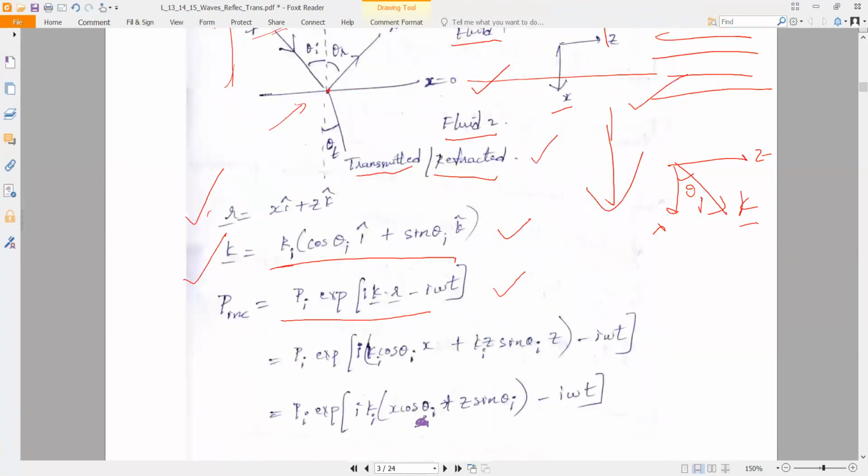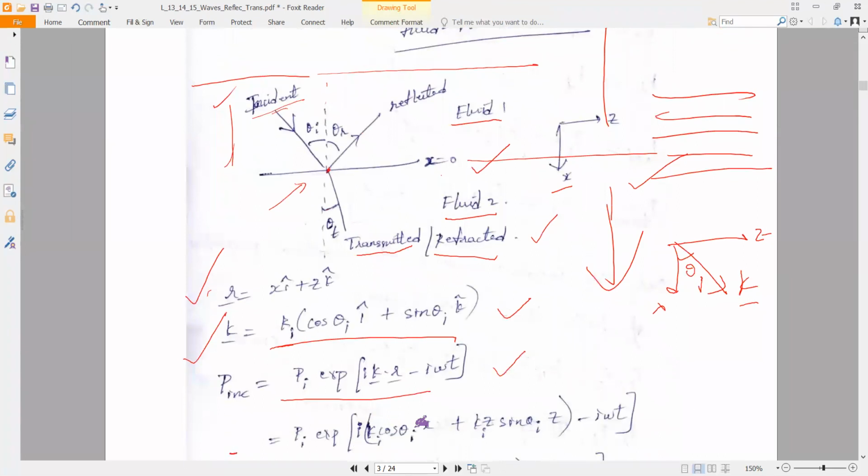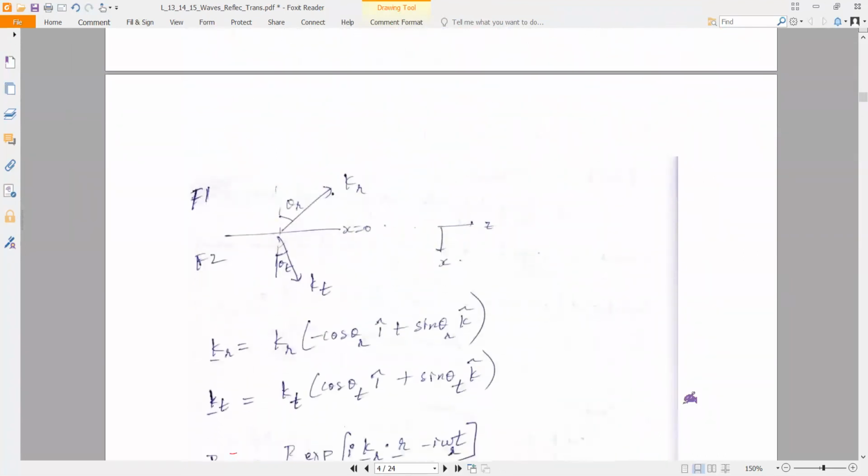Likewise, we can see that the reflected wave is making an angle theta_r with respect to the normal. Hence, the reflected wave number can be written in this style, and the transmitted or refracted wave vector is denoted by k_t.